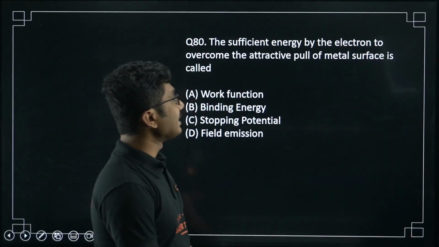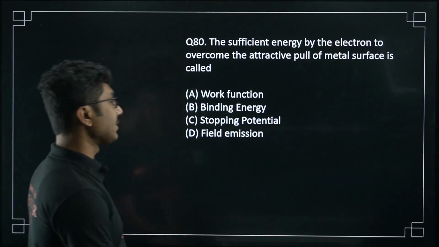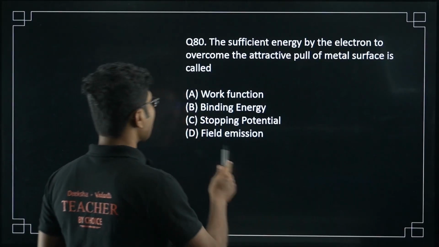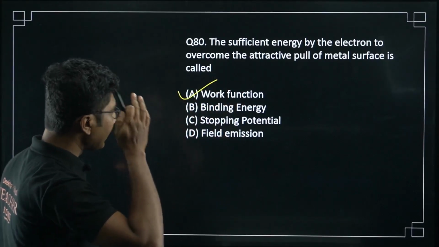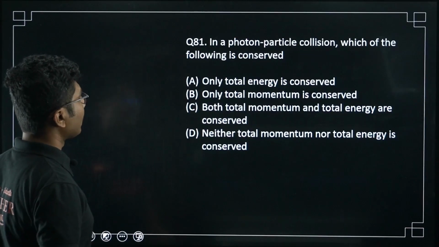The sufficient energy required by the electron to overcome the attractive pull of the metal surface. So sufficient energy to overcome the attractive pull is called work function. Okay, not binding energy, not stopping potential, not field emission. It is called work function.